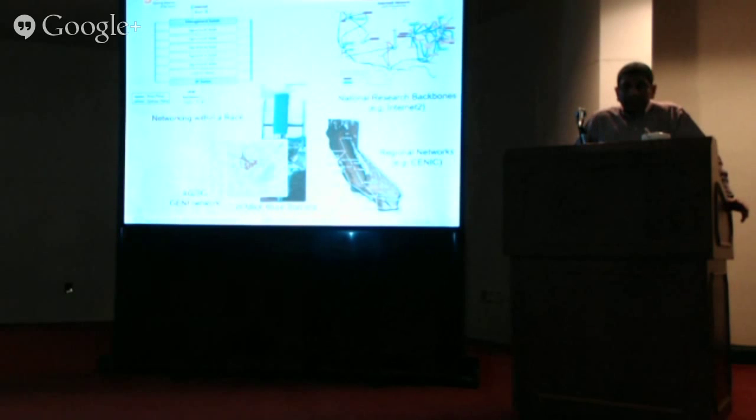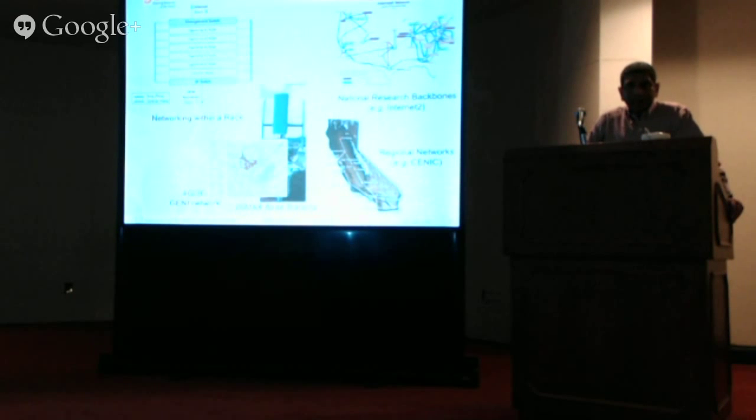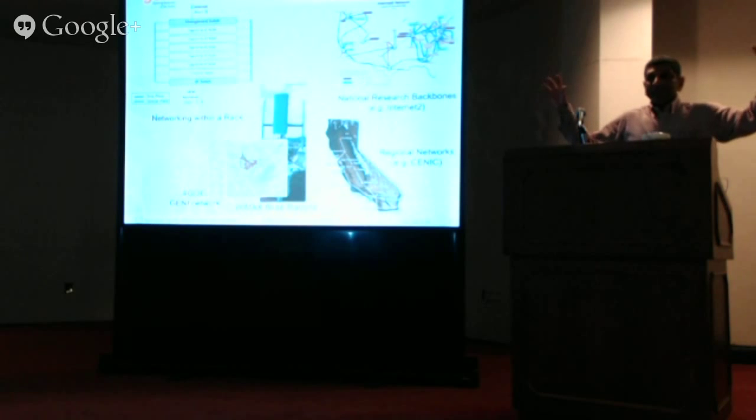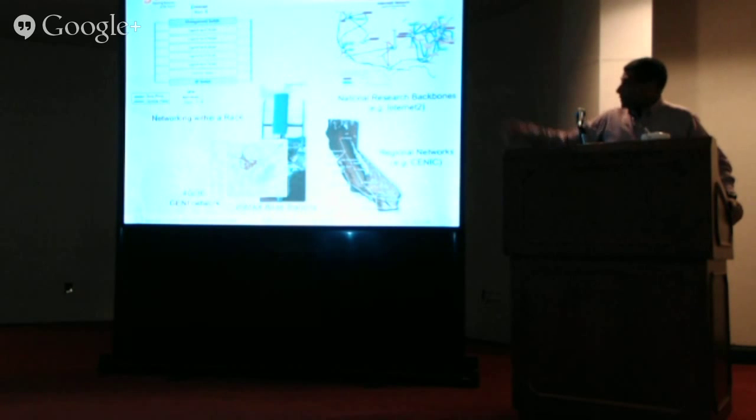You can obviously connect racks together. Racks connect, they go across national research backbones, such as Internet2. So you can get resources from two or more racks, connect them up, in topologies across the research backbones.